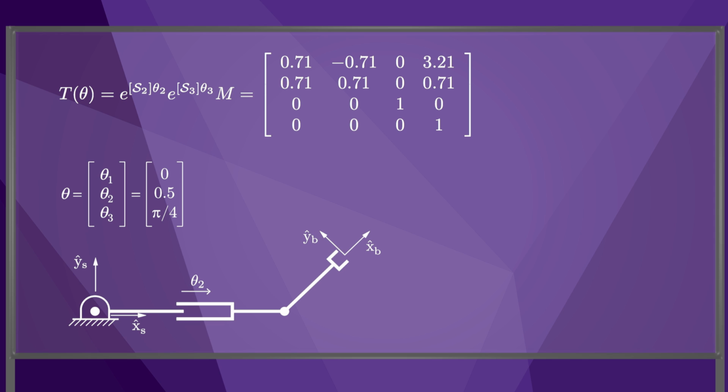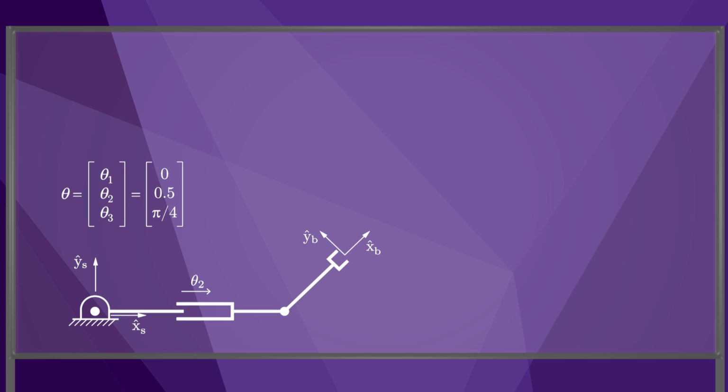It's important to notice that the previous motion of joint 3 does not affect the relationship of joint 2's screw axis to the S frame. That's because joint 3 is not between joint 2 and the S frame. Therefore, S2 is the same as the screw axis of joint 2 when the robot is at its 0 configuration. Finally, let's rotate joint 1 by pi over 6. The theta vector is now pi over 6, 0.5, pi over 4.